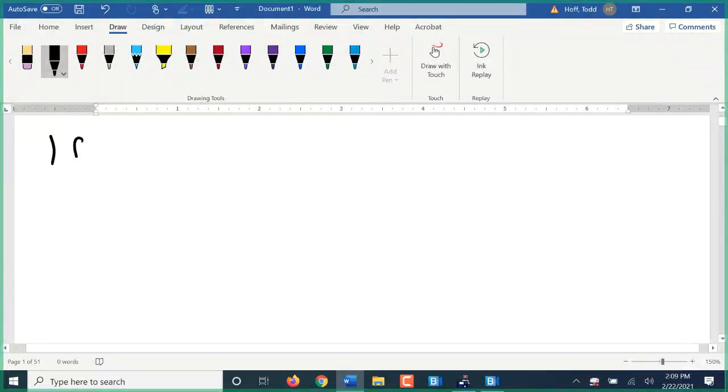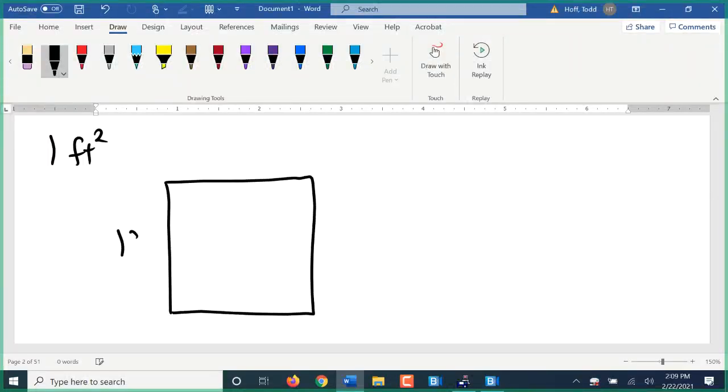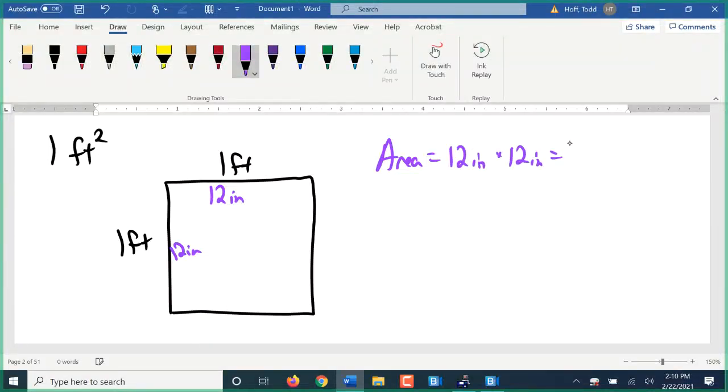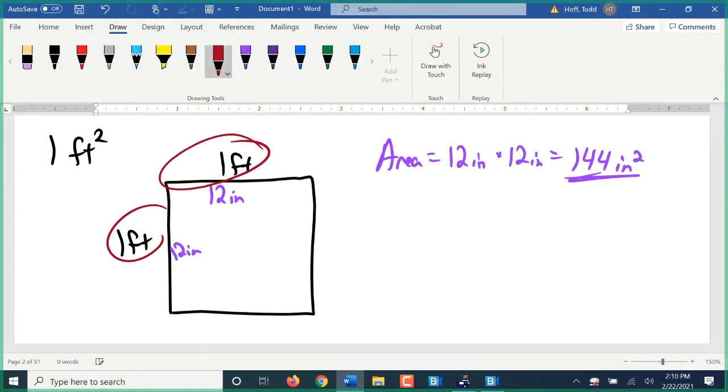1 square foot is a square 1 foot by 1 foot, 1 foot on each side. That's 1 square foot. Well, using what we just did up above, 1 foot is 12 inches. So this square foot is 12 inches by 12 inches. Area, 12 inches times 12 inches is 144 square inches. So 1 foot by 1 foot is just 1 square foot, and 1 square foot is equivalent to 144 square inches.